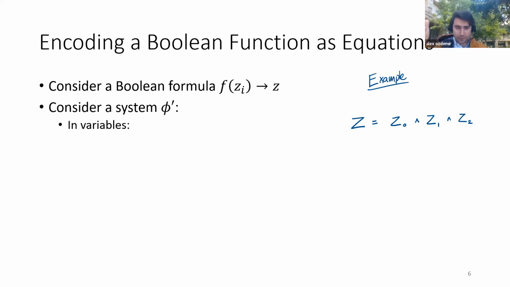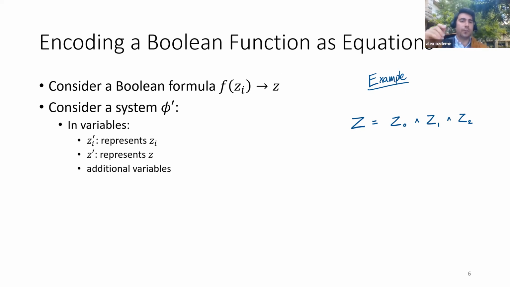And we'll assume that the system of field equations includes a variable zi prime that represents each zi. So this variable is going to be set to 1 when zi is true and 0 when zi is false. We'll also assume that there's some distinguished variable z prime that is supposed to be the output of the function. So it's supposed to be 1 when the Boolean function's output is true and 0 otherwise.